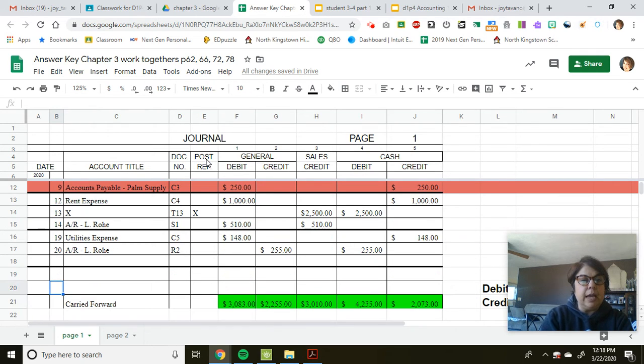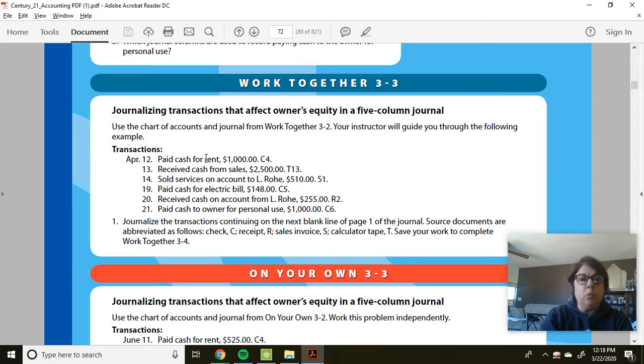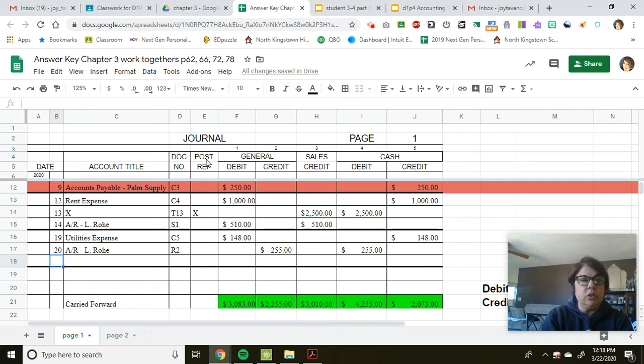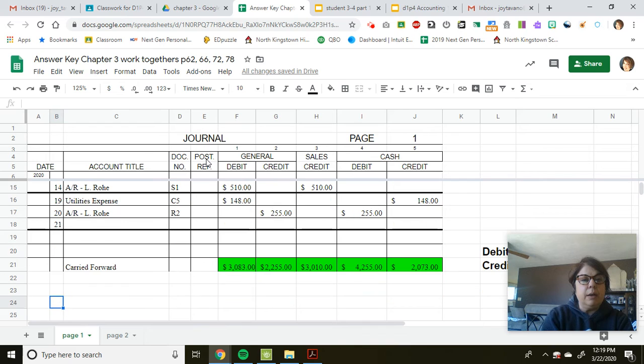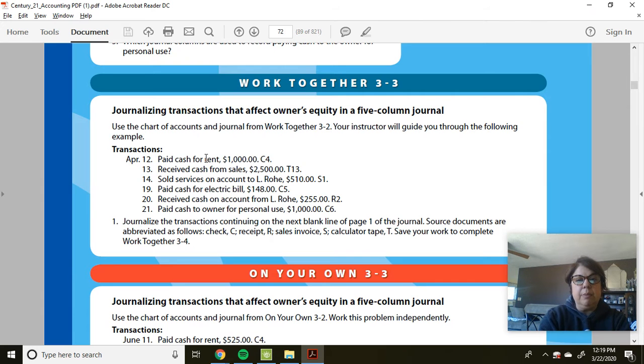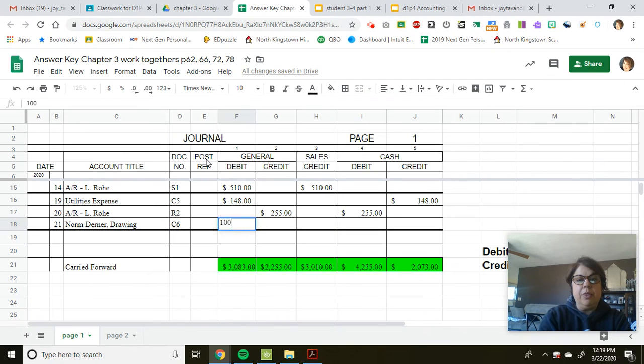A couple more transactions in this particular section, or one more, and it's paid cash to the owner for personal use, $1,000. So it's the 21st. The name of the owner in this problem, I gotta go look, is Norm Derner. Again, if these are done in your book, because maybe we've done them in class, just double check your work just so that you know in your spreadsheet that you're okay. This was a check. It's going to be a general debit and a cash credit of $1,000.